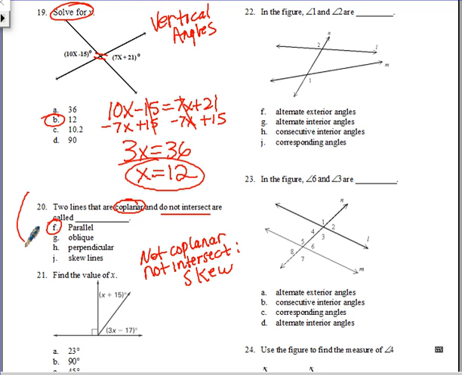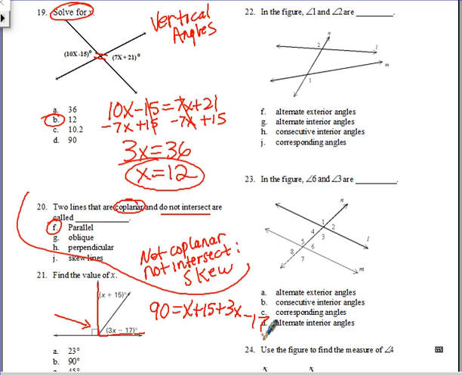Okay. Number 20. I'm going to try to do this without having to scroll up. Find the value of x. You know that this is a right angle because that is a box. The box means 90 degrees. So we have here 90 equals x plus 15 plus 3x minus 17.